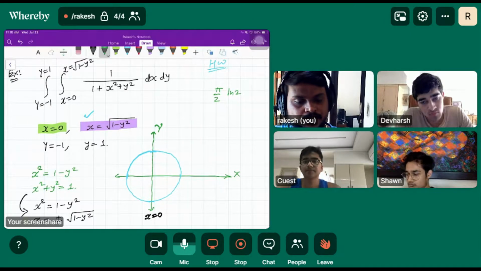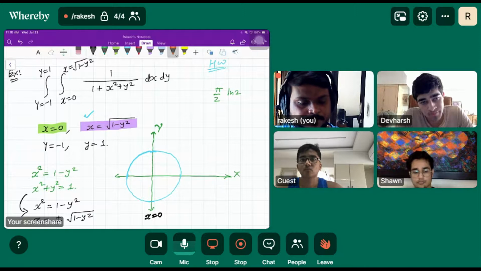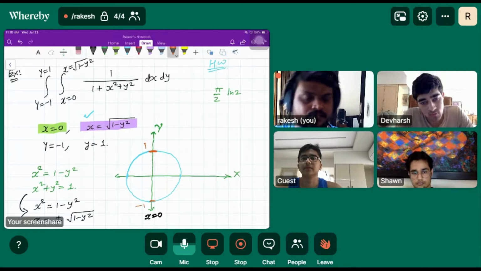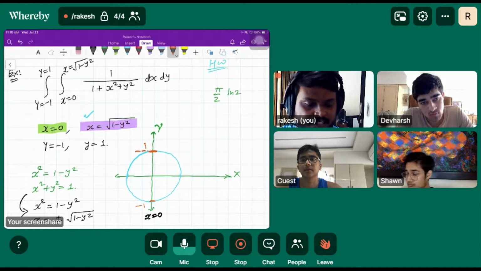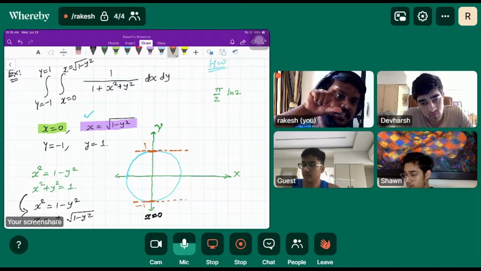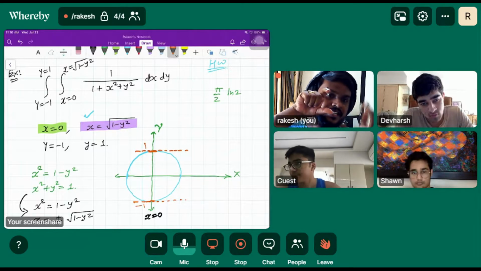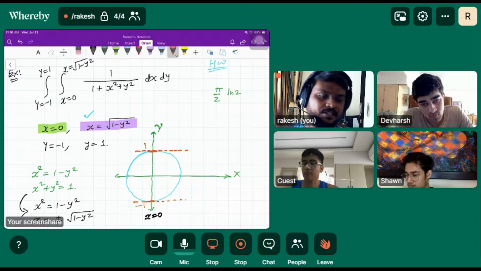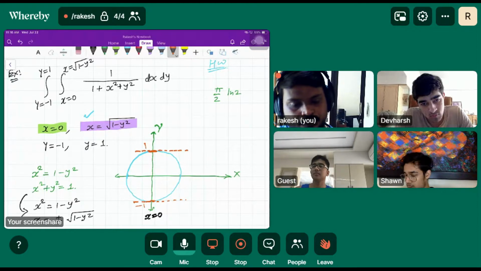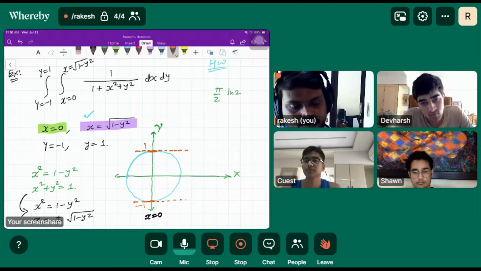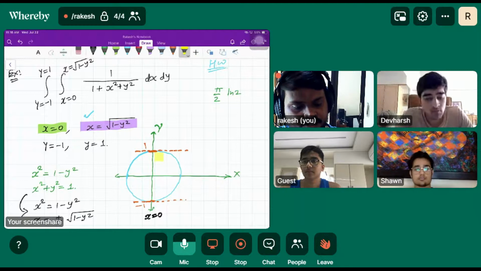So y is equal to minus 1 is, this is 1, this is minus 1, right? This is y is equal to 1, this is y is equal to minus 1. So that's basically tangent to this circle. So obviously our region is between these two lines, as well as the first and fourth quadrant inside the semicircle, right? So your region is this.